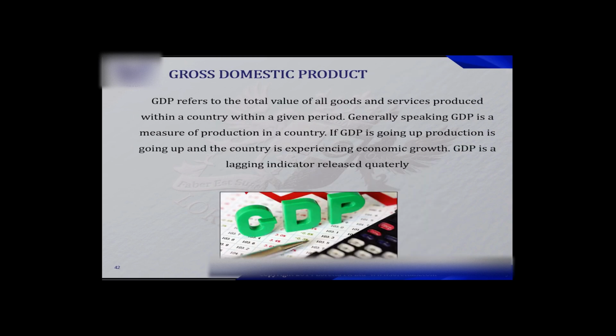Gross domestic product. Now, GDP refers to the total value of all goods and services produced within a country within a given period. Now, generally speaking, GDP is a measure of production in a country. If GDP is going up, production is going up, and the country is experiencing economic growth. However, GDP is a lagging indicator and is released quarterly.